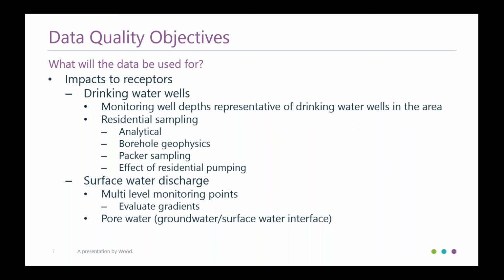Another receptor from groundwater would be surface water discharge. This is another place where you might be looking for multi-level points. Do you have groundwater gradients, nested wells, wells near each other, evaluating the differences in those to figure out if you have discharges to the surface water. And of course, surface water could not only be a drinking water source, but could also be ecological receptors as well. And pore water might be a good way to evaluate whether you might have a receptor in that sediment. So a pore water sample is a groundwater surface water interface sample.